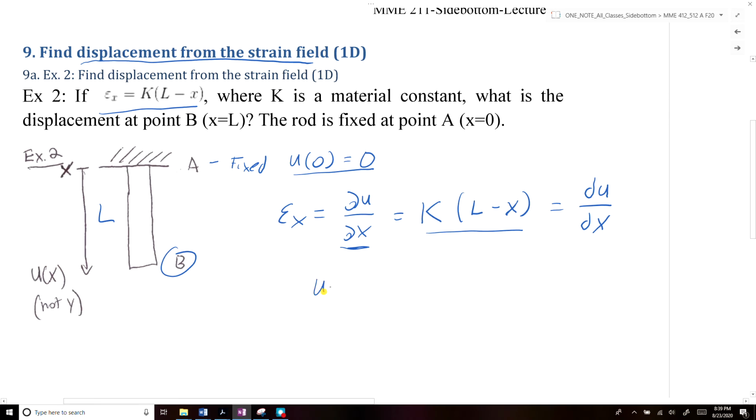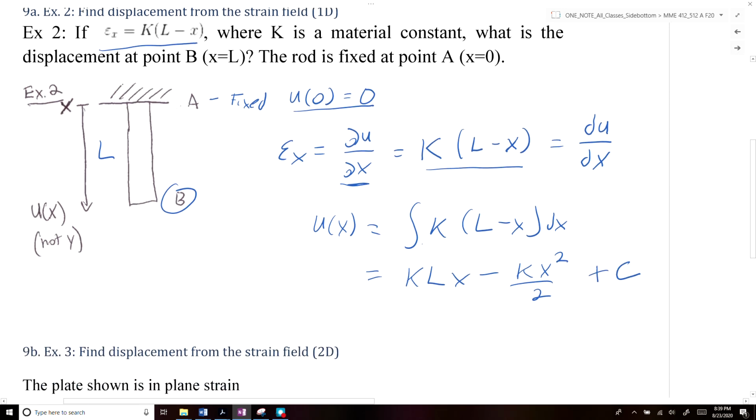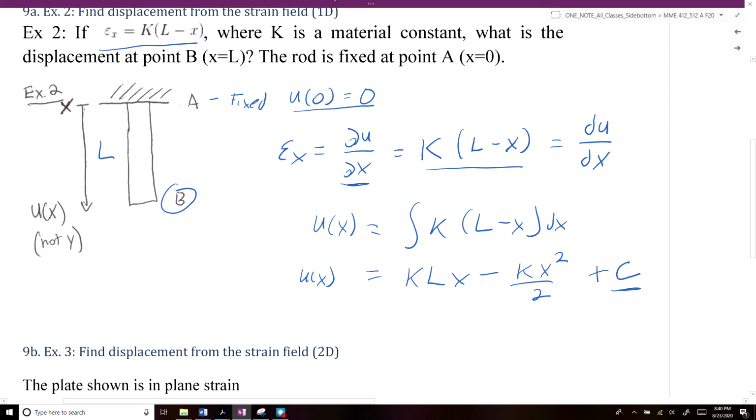So u of x would be equal to the integral of k (L minus x) dx. If we do that, we get kLx minus kx squared over 2, plus some constant. To determine what our constant is, let's plug in our boundary condition.